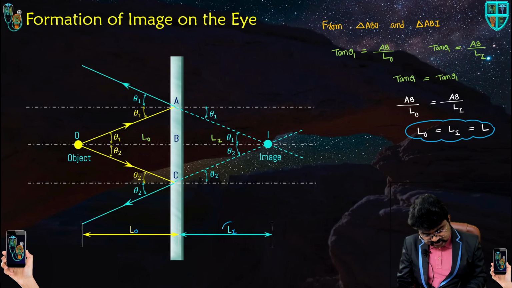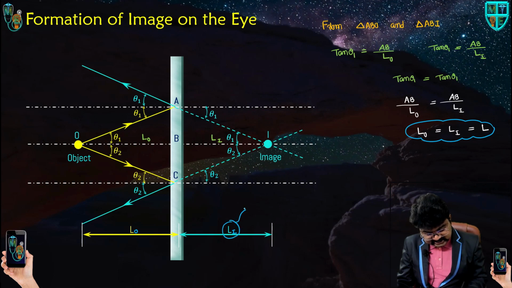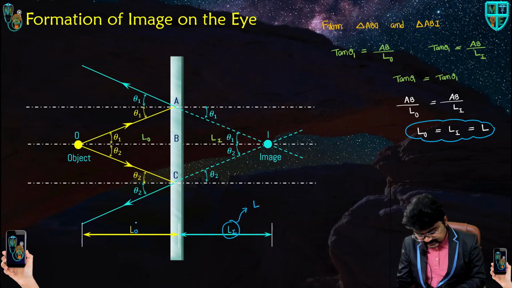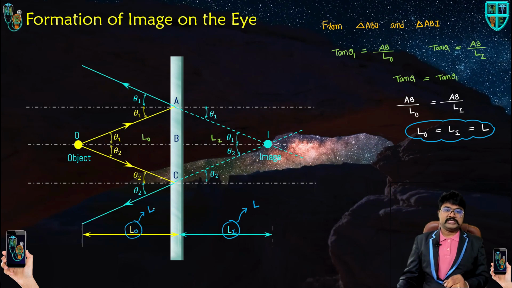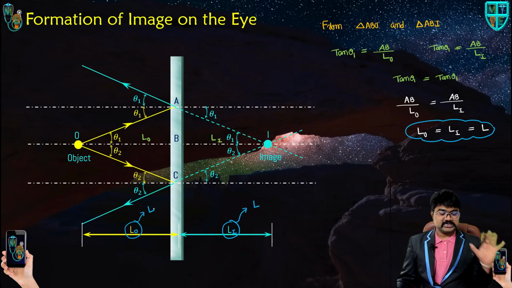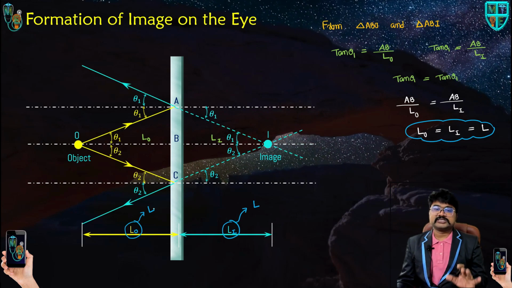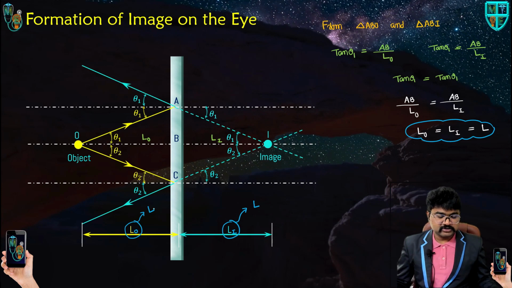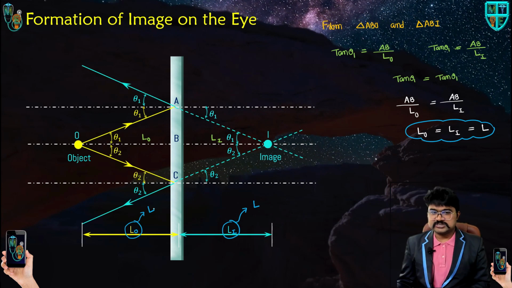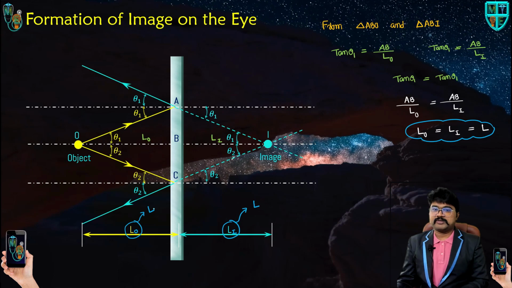So here this would be how much? Finally we can say this is L, this is also L, this is also L. Both are L here, so these two distances are exactly the same. Understood now? So it is very simple to calculate the distance of the point image from the mirror.